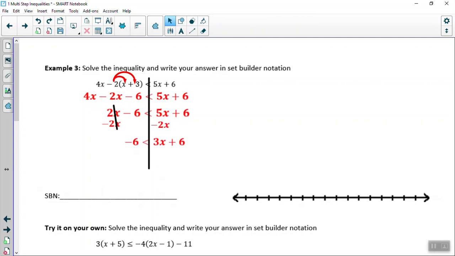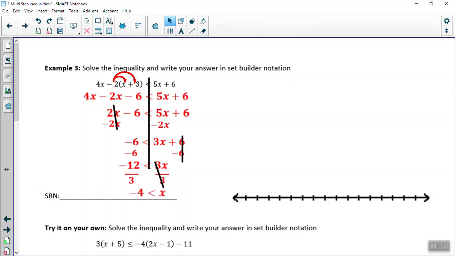All right, now our next step is to isolate the variable term. So we're going to subtract 6 from both sides. Cancels out. Now we're left with -12 is less than 3x. And now we can divide both sides by 3. Cancels out. And we are left with -4 is less than x.